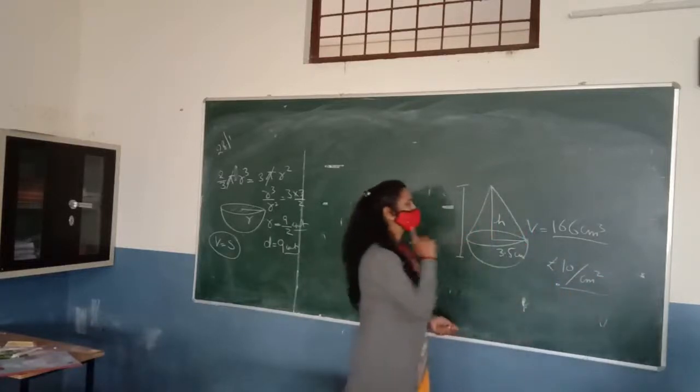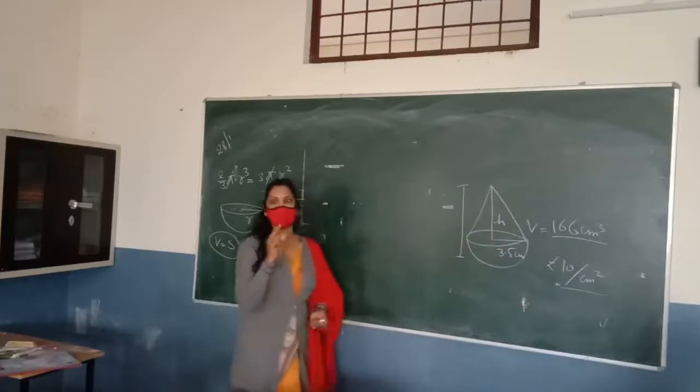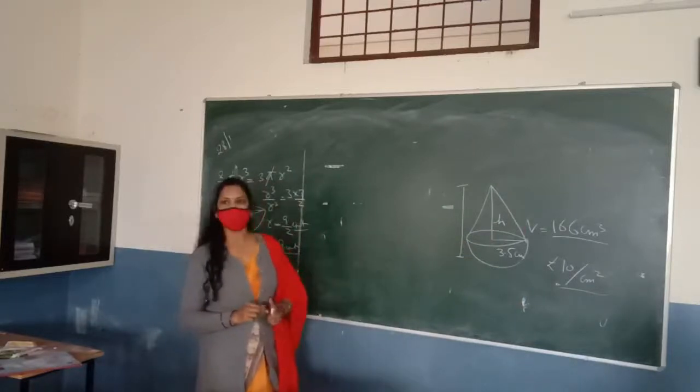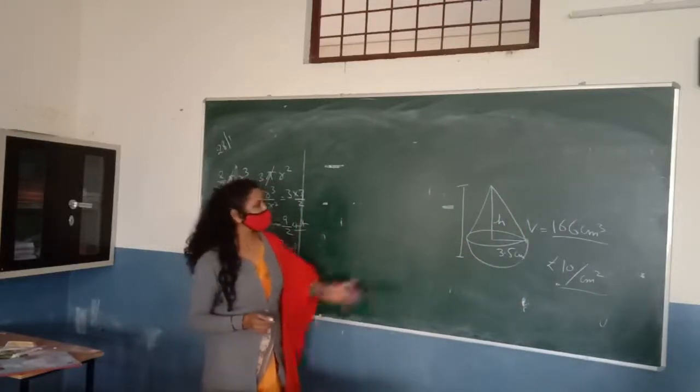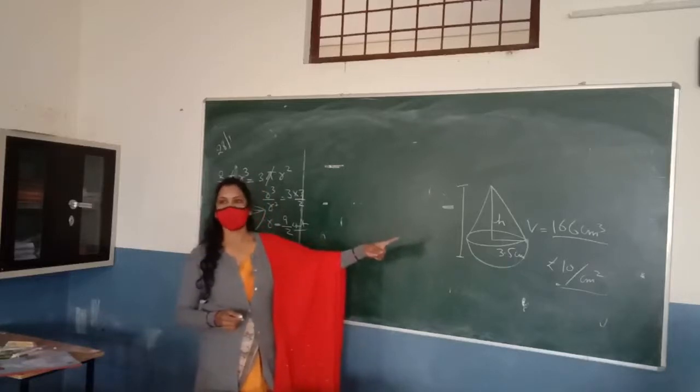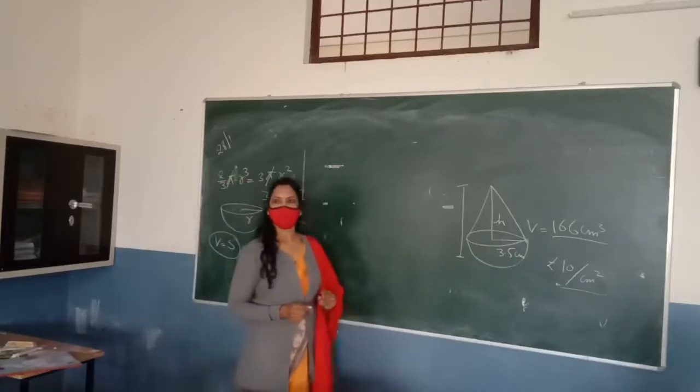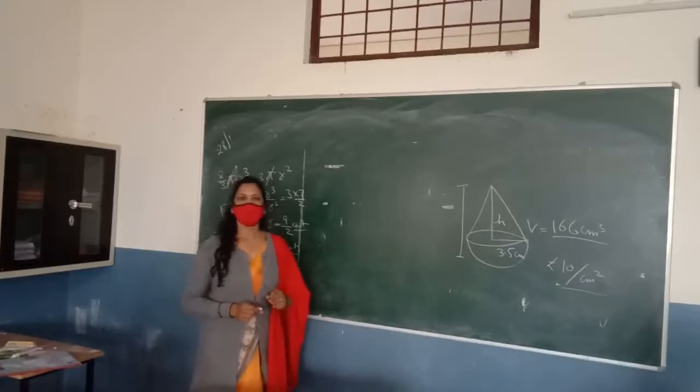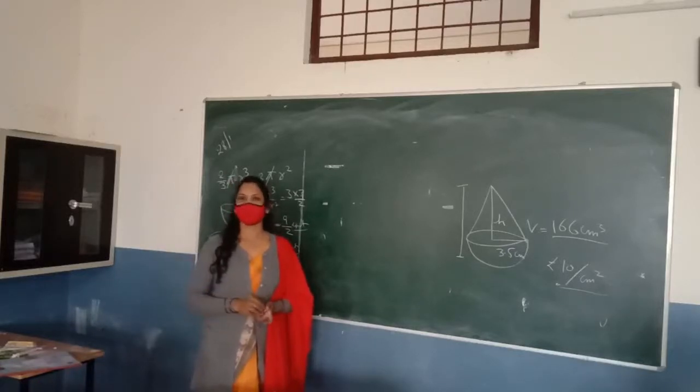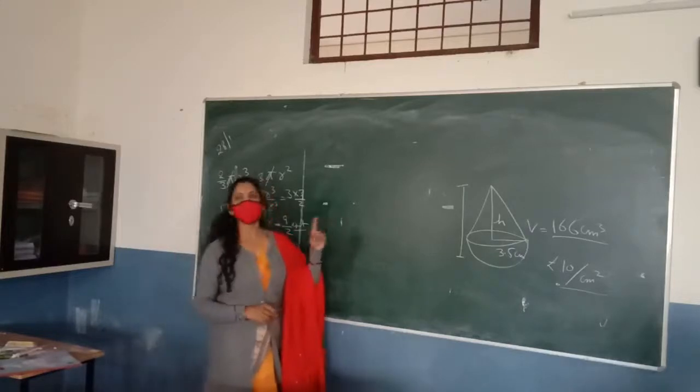So Mansi, this is the volume of this whole toy. What is the formula for finding the volume of this whole toy? Suppose the height of the conical portion is h. So what should be the volume of this figure? Good, very good. It is the volume of cone plus the volume of hemisphere.